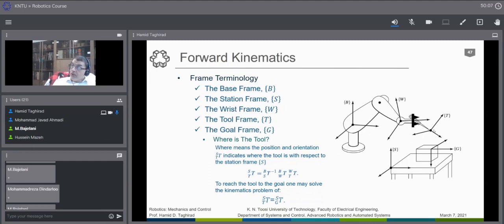And by this loop closure, the global loop closure from here to here, usually we would like this point to be at this goal position with some orientation. So how do we do that? We just make a kinematic equation that the T G with respect to S should be equal to T with respect to S. And by this means, we can manipulate the robot's end effector.